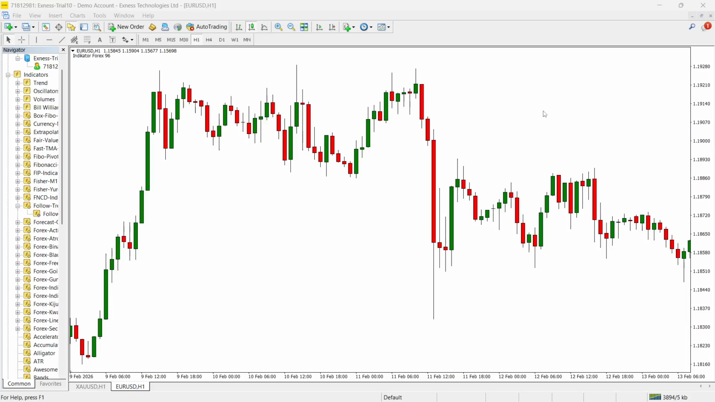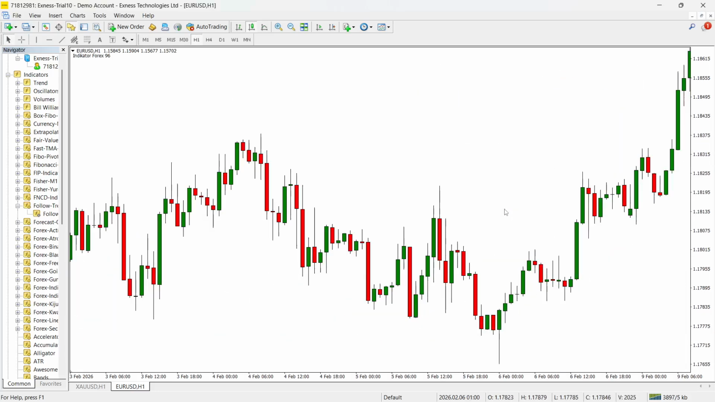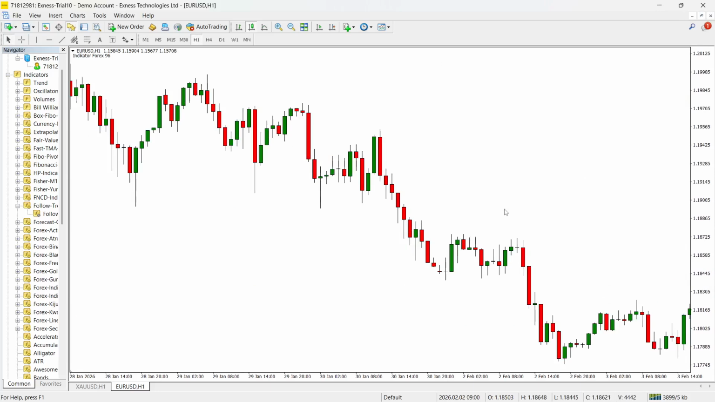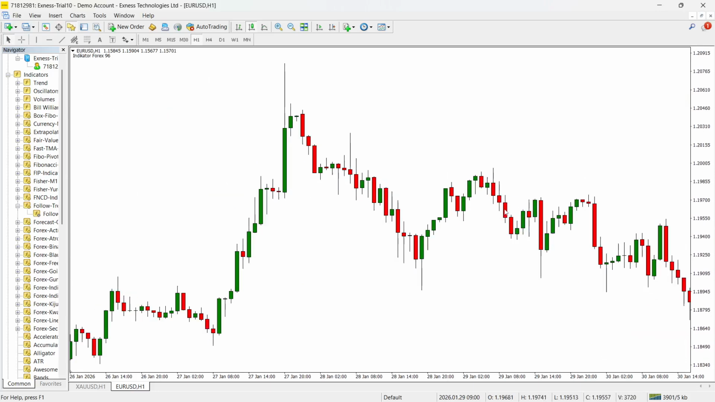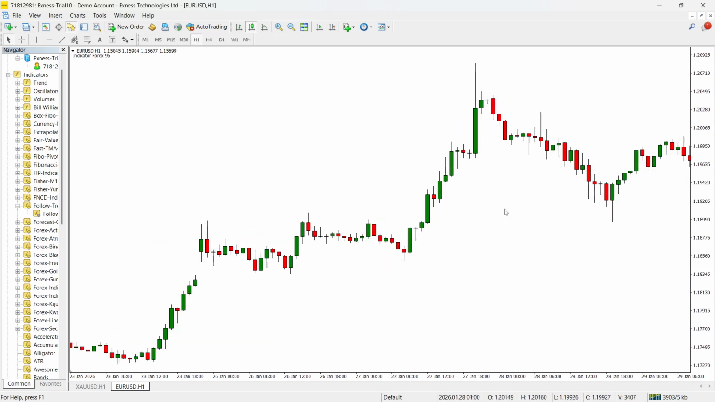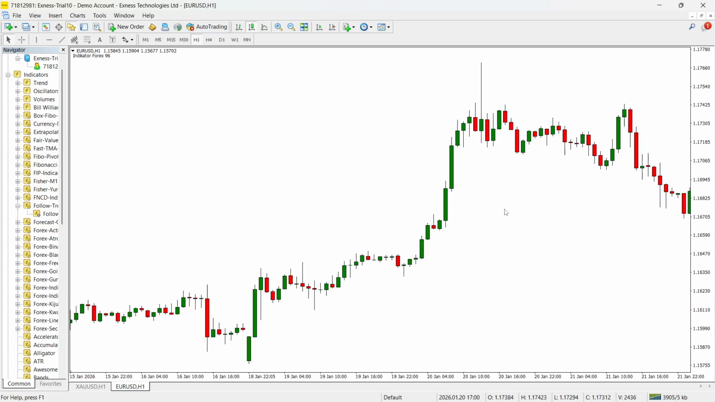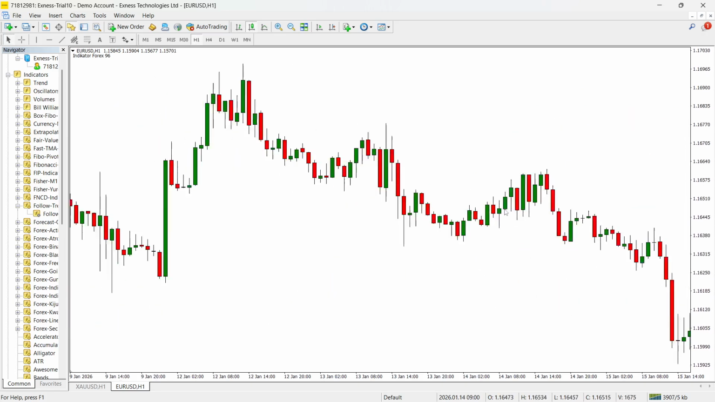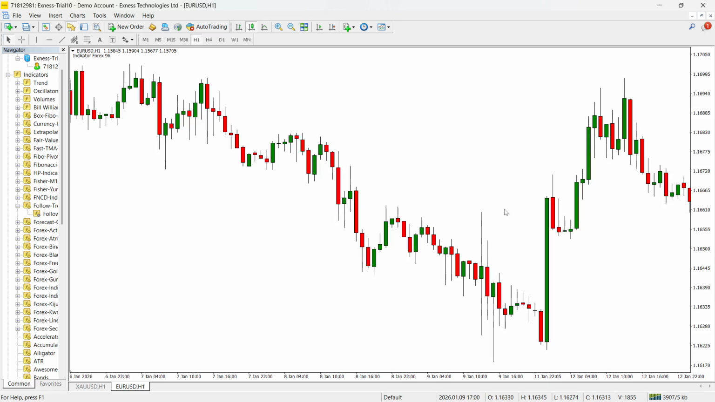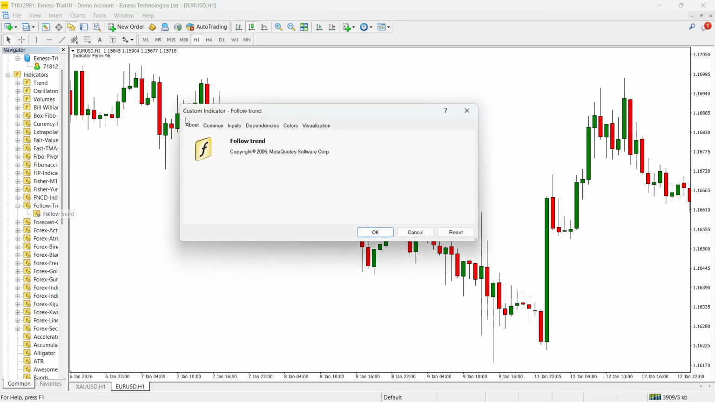Hello traders, in this video we're exploring the follow trend indicator for MT4 and MT5. We'll cover how its dynamic trend line appears on the charts, what its color and slope imply about directional bias, and how it aims to keep traders aligned with the prevailing move. At this point I'll load the indicator on the charts so you can see how it looks in real time.